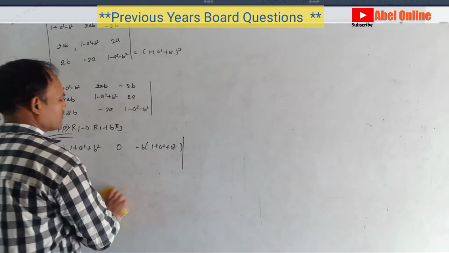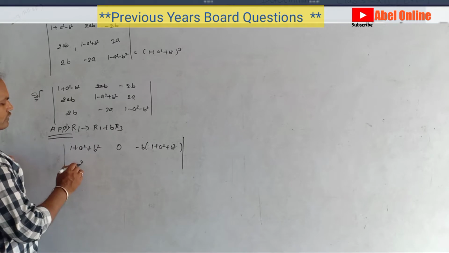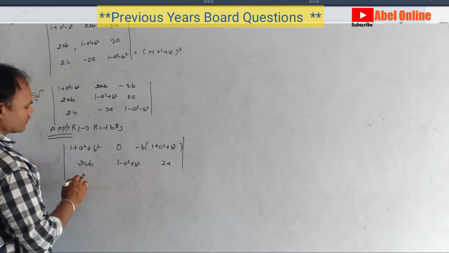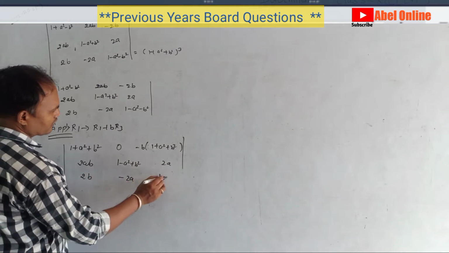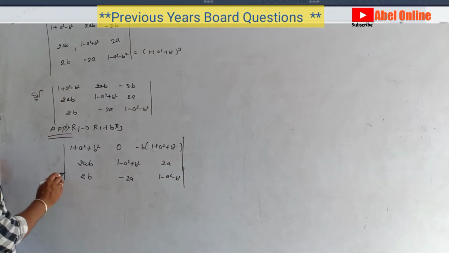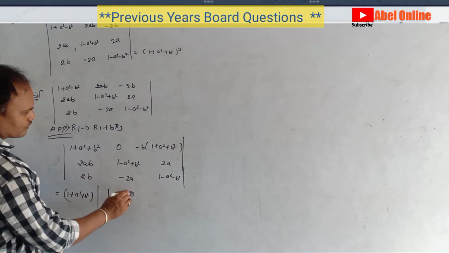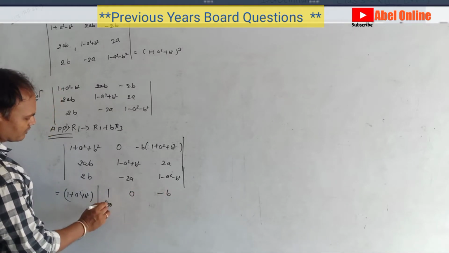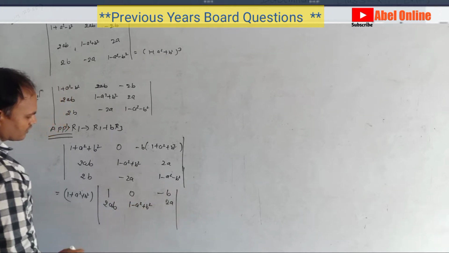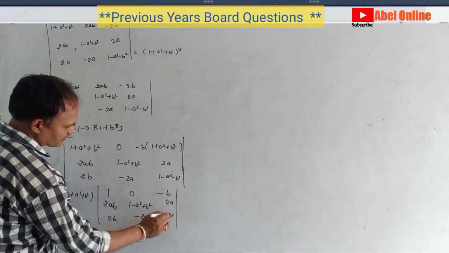We have operated, so the rows are: row one, 1 plus a square plus b square, 0, minus b times 1 plus a square plus b square. Row two, 2ab, 1 minus a square plus b square, 2a. Row three, 2b, minus 2a, 1 minus a square minus b square. Something is common: 1 plus a square plus b square is common, so the remaining part of row one is 1, 0, minus b.